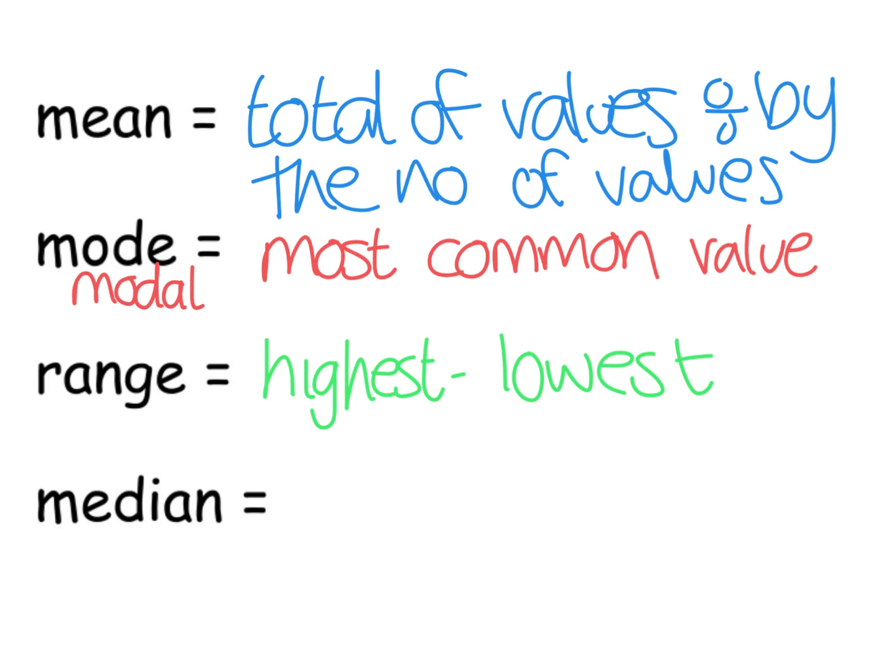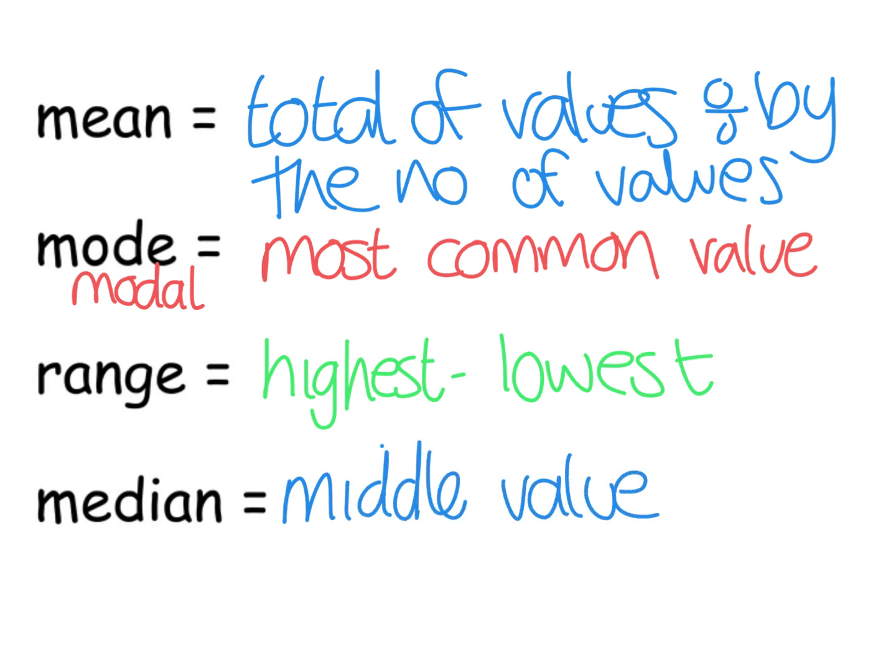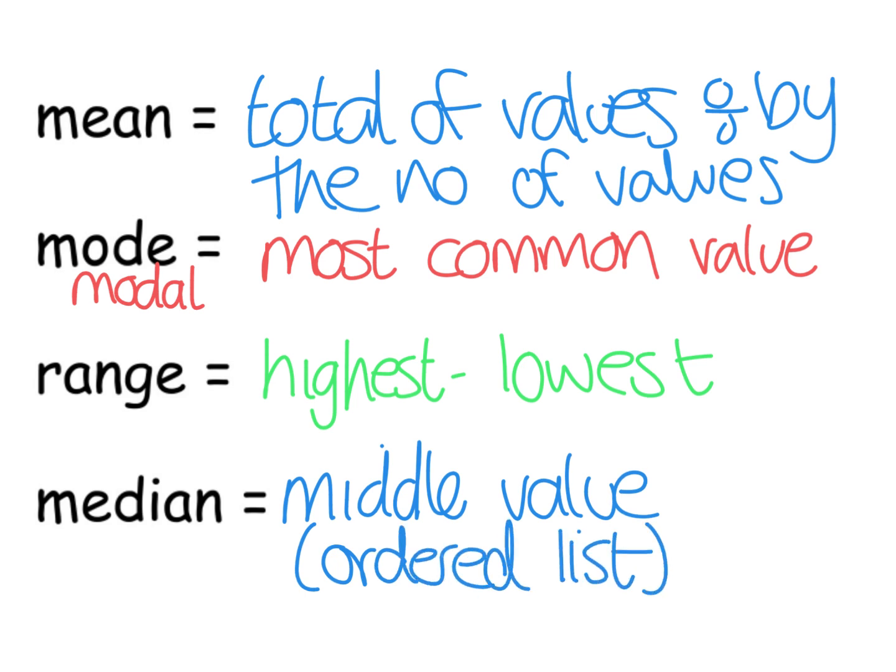And then median is the last one. This might be a bit new. Median is your middle. So that is your middle value. But one little flaw to this is it must be of an ordered list. Quite often we don't give you the list in order. So to get the median, you have to put it into order to find the middle one. So we're going to be looking at all these.